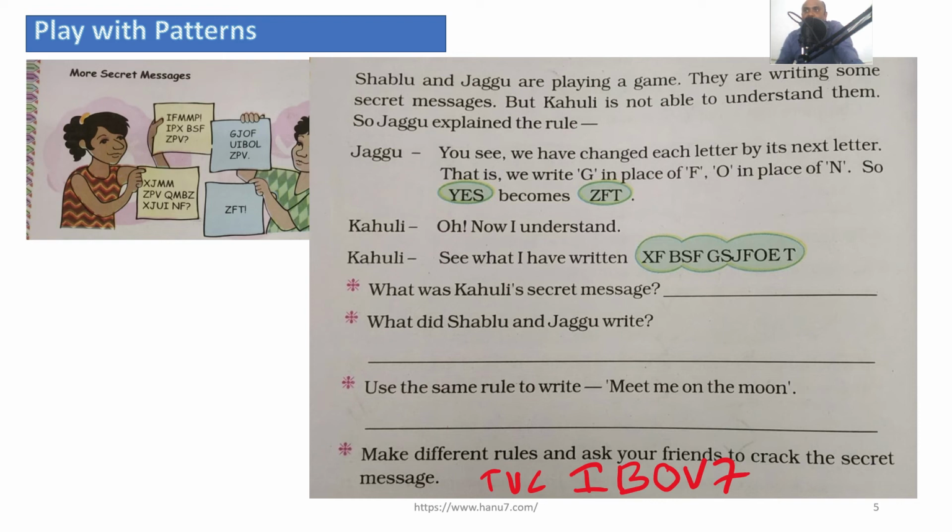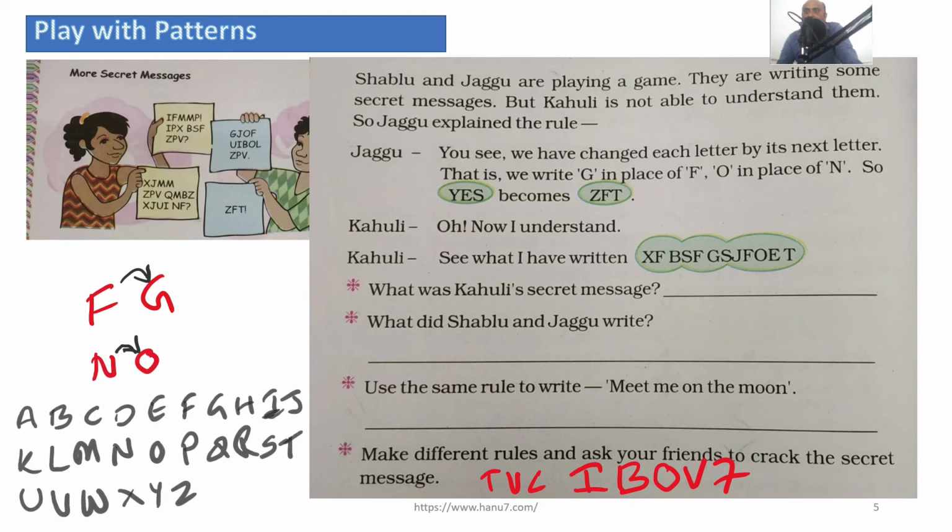So you see, he is telling that G is becoming F, O is written in the place of N. So YES becomes ZFT. How it becomes ZFT, I will tell you with the help of this first rule: F is becoming G and N is becoming O, and then you write down all the alphabets. Y is becoming Z, then E is becoming F, S is becoming T. So that's why they wrote ZFT.